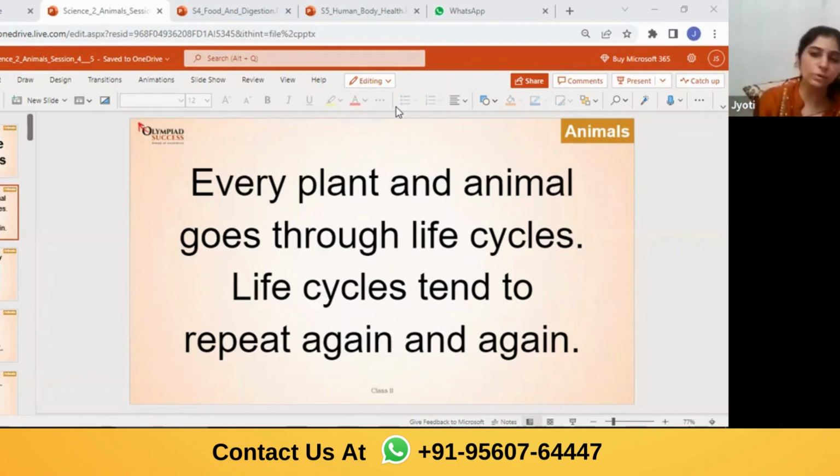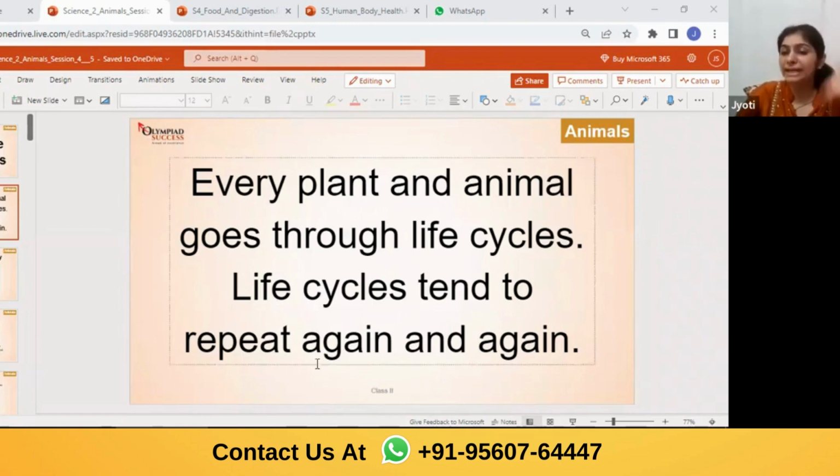What happens? It is a circular manner, isn't it? It is repeating itself. In the same manner, the cycle of any organism or any animal repeats itself. How come it repeats itself? We will discuss just now. So every plant and animal goes through a life cycle. Life cycles tend to repeat again and again. How come they repeat?